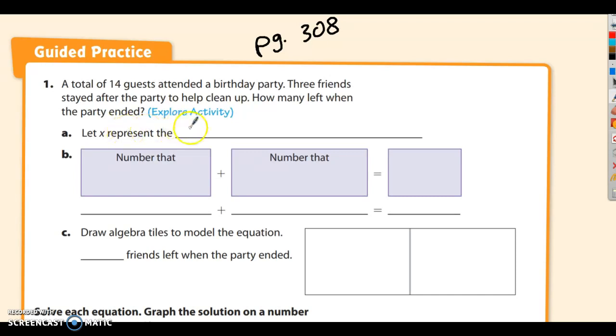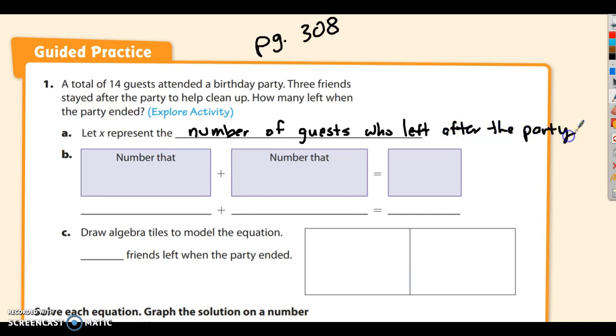Let X represent the number of guests who left after the party. So B is going to be the number that left at the end of the party, the number that left after the party.